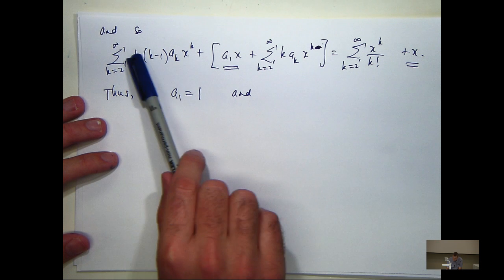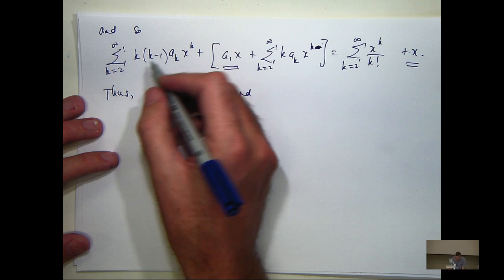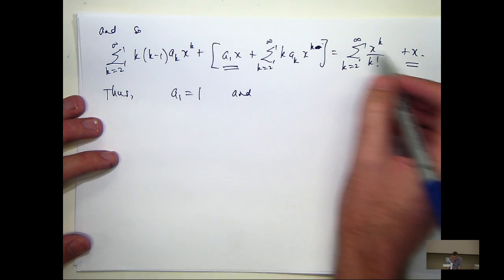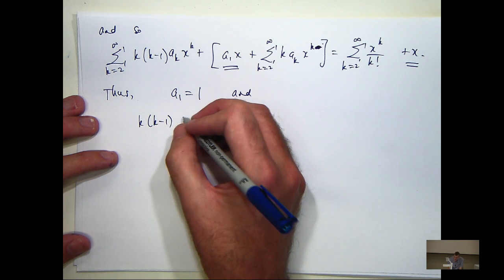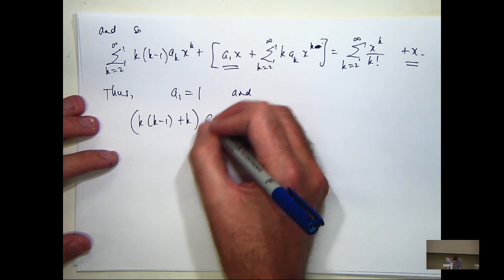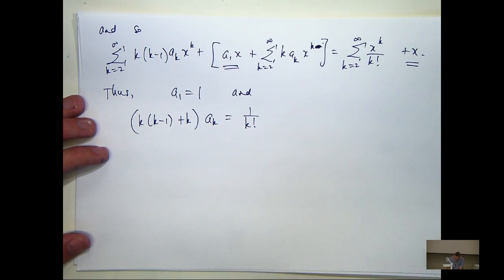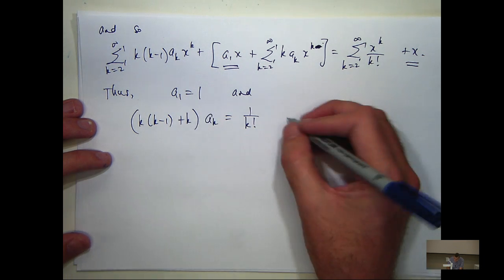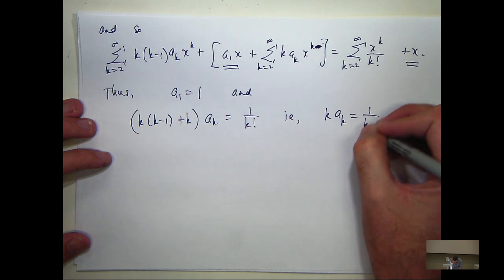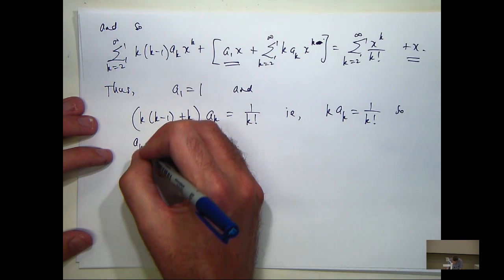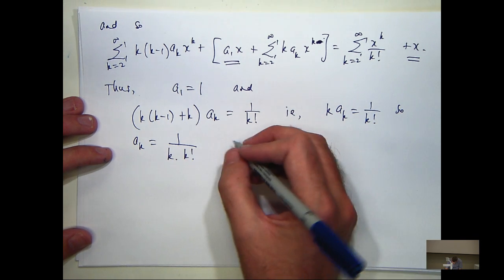Now, if I sort of join this sum up with this sum, then what do I get? I've got a common factor of a sub k, and over here I've got 1 on k factorial. So I can just clean up here, and I'm going to get k, a sub k, equals 1 on k factorial. So a sub k is just 1 on k times k factorial.